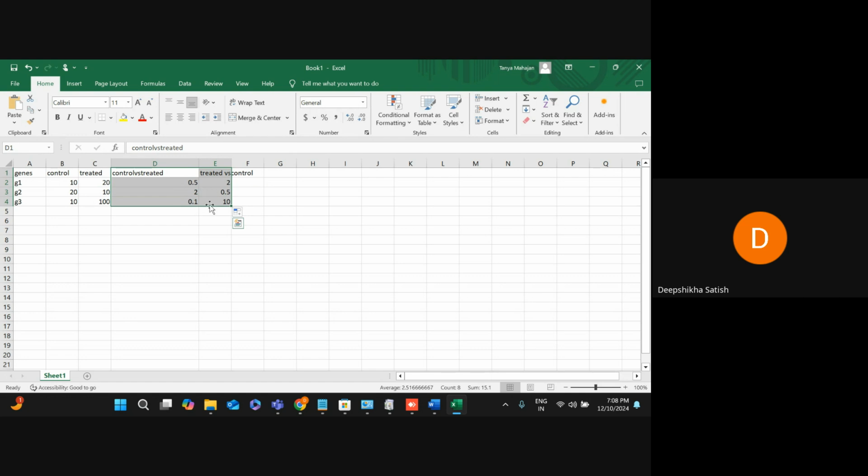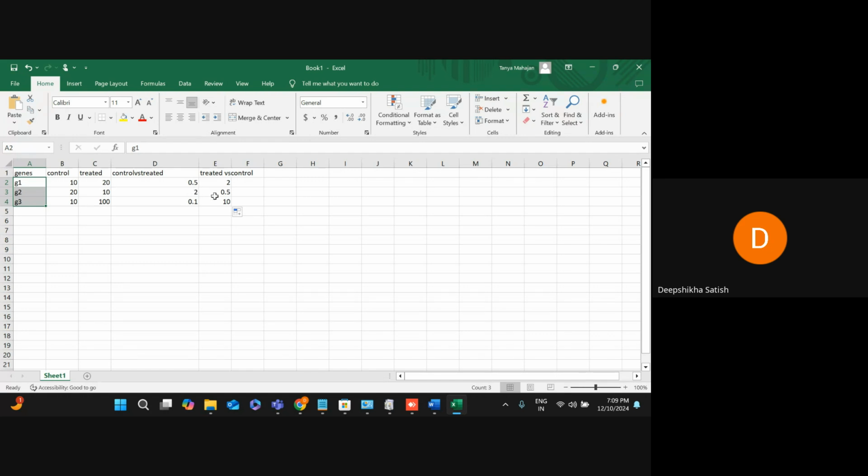So can you tell me which gene is highly upregulated and which is downregulated? Can you tell me, guys, by looking at this data? Gene 3 is upregulated. Yes, ma'am. And gene 2 is downregulated. Okay. So see, in this Excel you are just having 3 genes, right? It seems like some of the genes are upregulated and some downregulated.